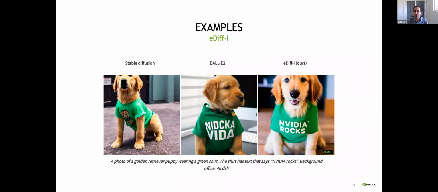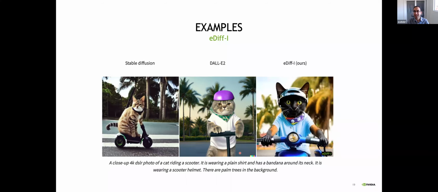So using Edify, we could generate these cute dogs where on their t-shirt, they say Nvidia rocks, which is something that we believe. This model showed better representation of text when we were generating images with some text on them. We also could generate these nice cats that are riding their scooter and they have helmets. And it was really exciting. This was the framework that we introduced in November. We released the paper last year in November.